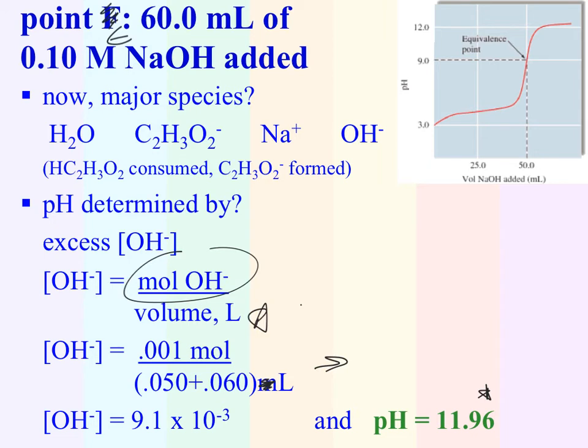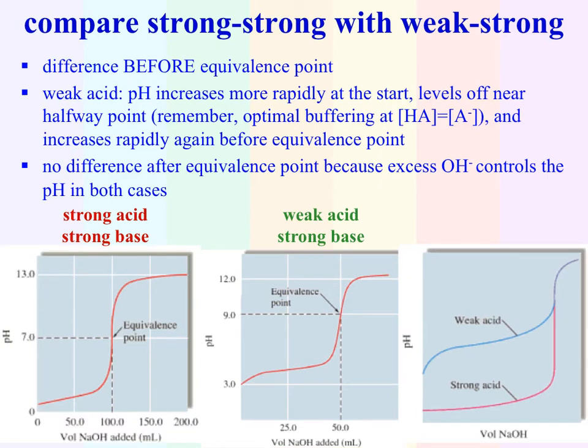Now, obviously, the bigger contributor to that pH change is going to be dictated by that hydroxide, that strong base that's actually in solution. So basically, the acetate ion presence is not really a huge factor in determining pH value at that point. Okay, so let's look at the comparison between strong and weak titrations.